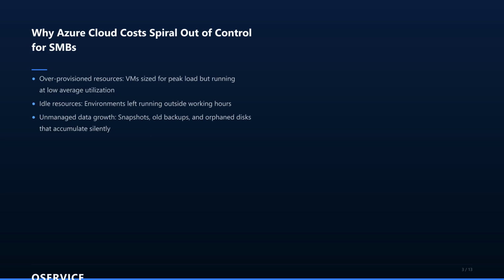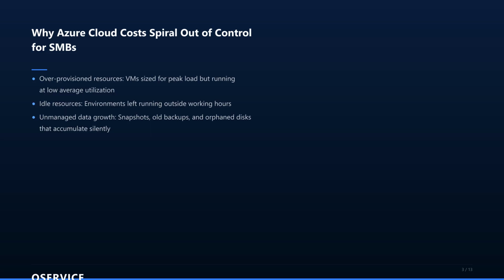Virtual machines run at 15% CPU utilization around the clock. Storage accounts accumulate snapshots nobody ever cleans up. Dev and test environments run on weekends when no one is working. Over 6 to 12 months, these small inefficiencies compound into a bill that's significantly higher than it should be.